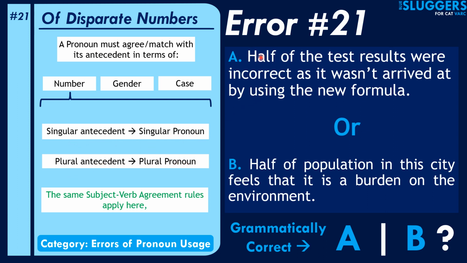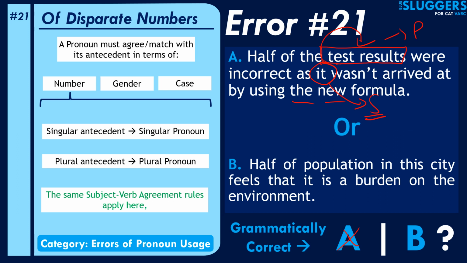Look at the first sentence. It says, half of the test results were incorrect as it was arrived at by using the new formula. Now in this case, the pronoun it is supposed to refer to test results. Test results is the antecedent for the pronoun it, and test results happens to be plural while it is singular, so that doesn't work. This should probably be, half of the test results were incorrect as they were arrived at by using the new formula. So it will be incorrect.